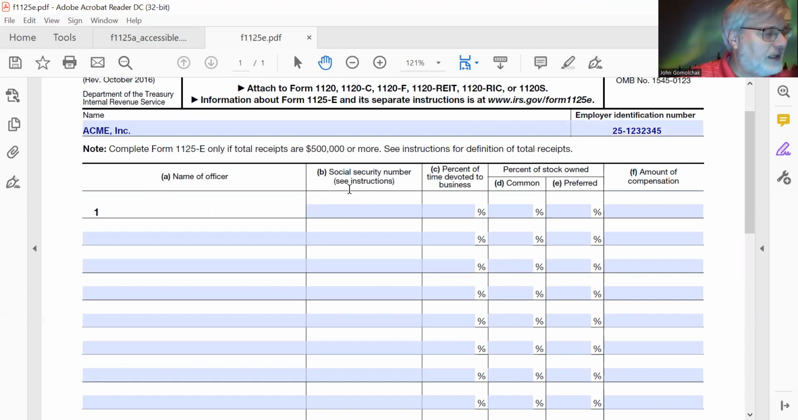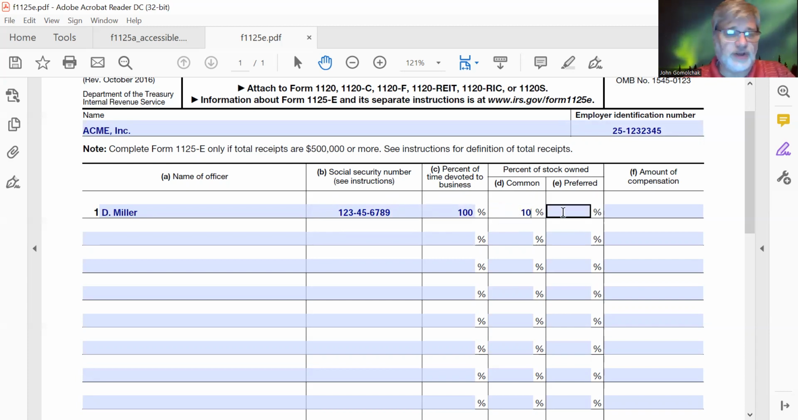So if you look at the document that I gave you, the first officer is D. Miller. His social security number was 123 should be 4, 5, 6, 7, 8, 9. Percent of time devoted to the business, we're going to say 100%. He has 10% of the ownership of the stock. It's only common. There's nothing in preferred. And his compensation was, I believe, $100,000. Okay, so that's our first person.